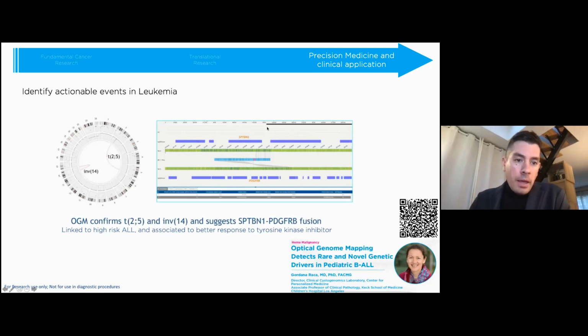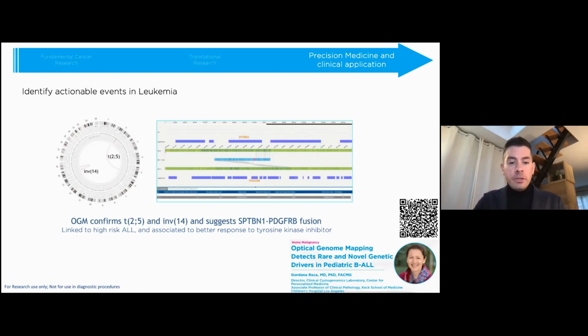This event was later, of course, confirmed by FISH and RNA sequencing. And PDGFRB is associated with what they call Ph-like ALL, which is linked to high-risk ALL and associated with a better response to tyrosine kinase inhibitors. So this patient could have been treated accordingly with imatinib or dasatinib if this translocation had been better characterized at the time of diagnosis. And the interesting question is, why was it missed in the first place?